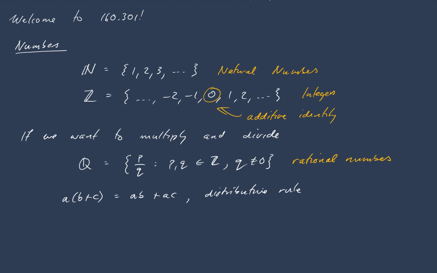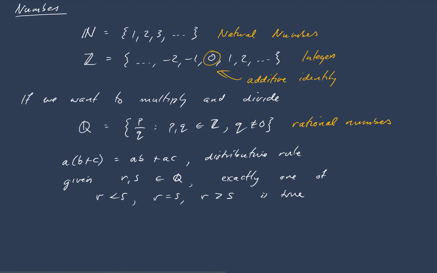And I also have an ordering. Okay, so given r and s in our rational numbers, exactly one of r is less than s, r equals s, or r is greater than s is true. What that means is that I have this ordering which also is transitive, which means if I've got r is less than s and s is less than t, then that forces r to be less than t as well.